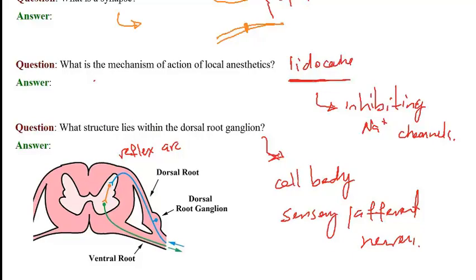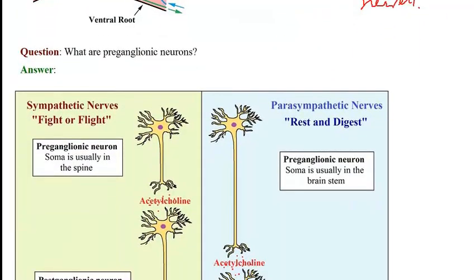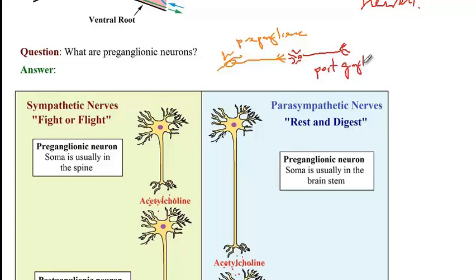The next question is, what are preganglionic neurons? So basically, in the autonomic nervous system, which includes the parasympathetic and the sympathetic nervous system, there are two neurons that are used to transmit a message. And the first neuron that is used to transmit a message is called a preganglionic neuron. And the second neuron that receives signals from dendrites and then via the axon sends the signals out, this is called a postganglionic neuron.